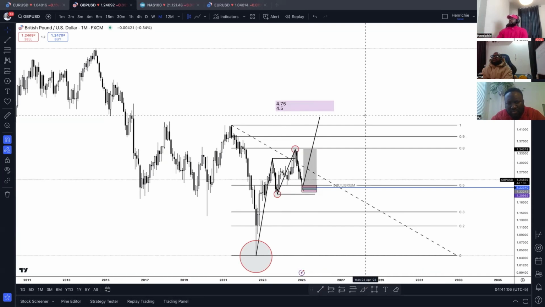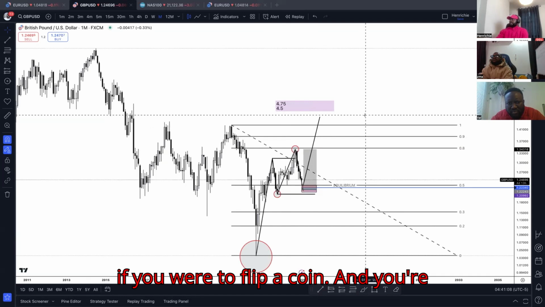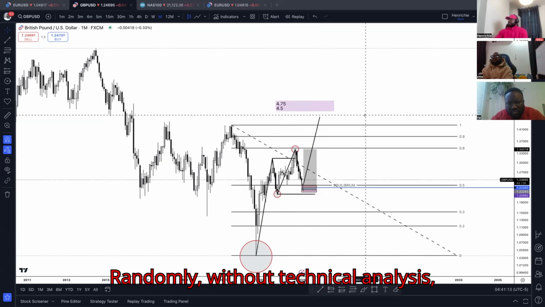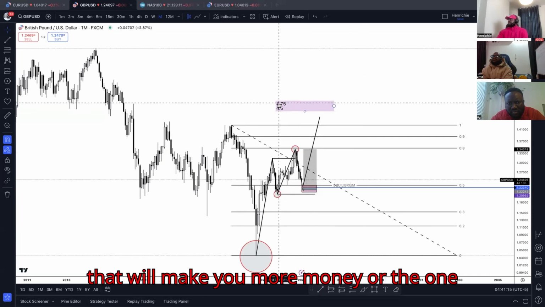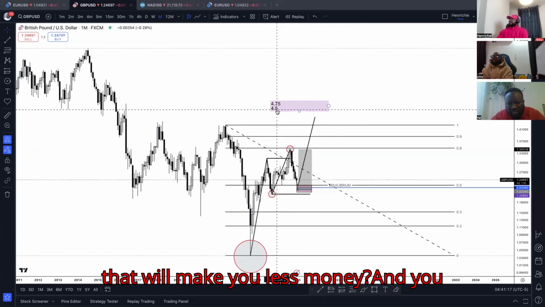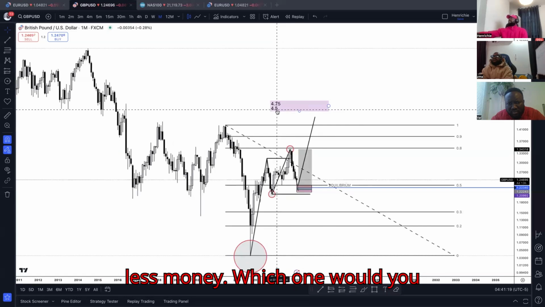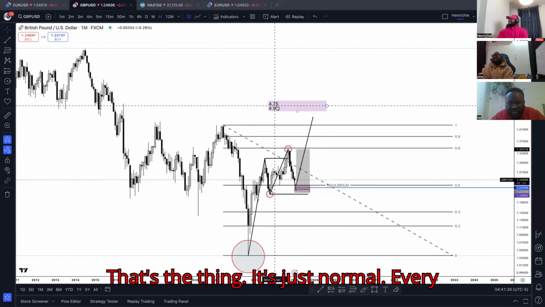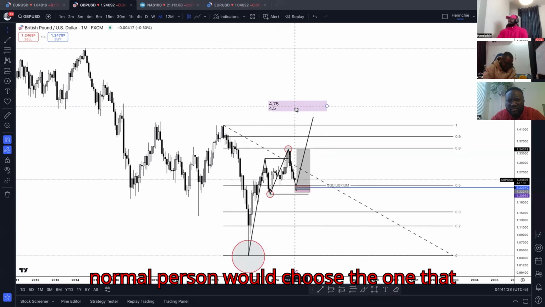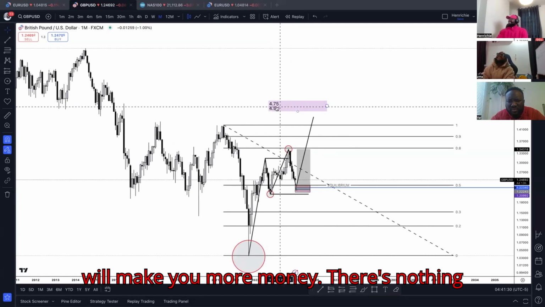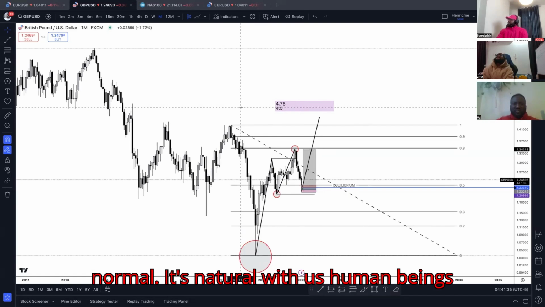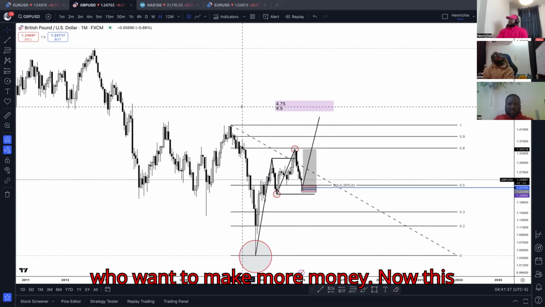So if you were to flip a coin and you're like, which one am I going to choose, randomly, without technical analysis? Which one are you going to choose? The one that will make you more money or the one that will make you less money and you know will make you even less money? Which one would you choose? One that will make me more money. More money. That's the thing. It's just normal. Every normal person would choose the one that makes more money. There's nothing bad about wanting more money. It's natural with us human beings. We want to make more money.